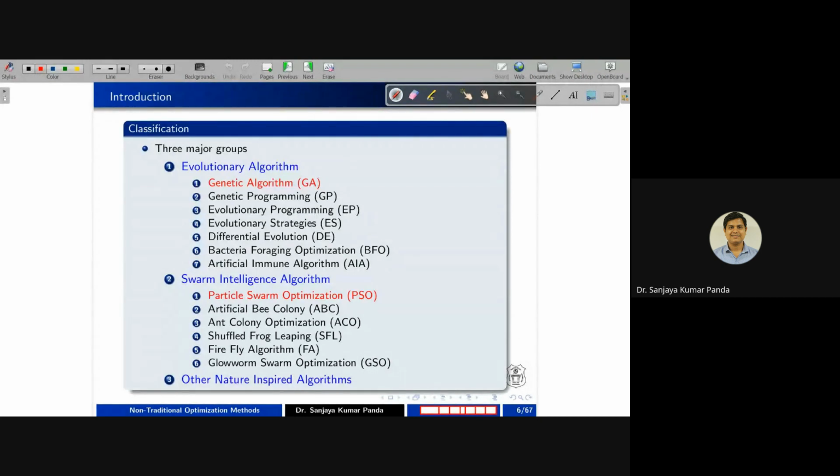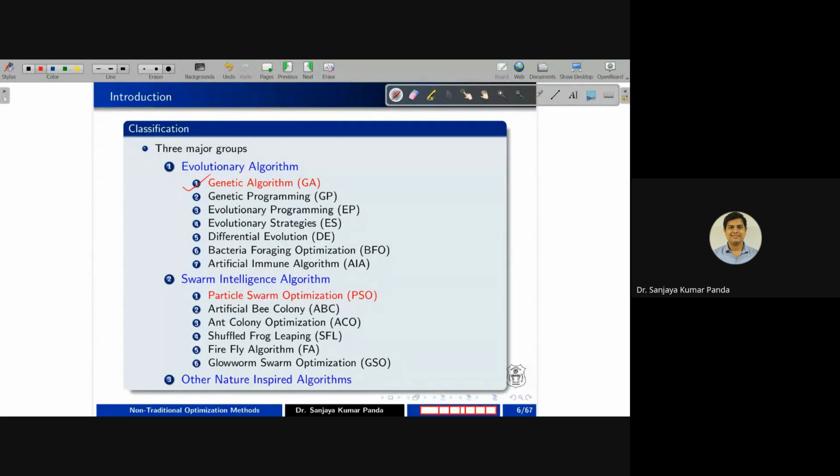So what we are going to teach here: under evolutionary algorithm, genetic algorithm is there, genetic programming is there, evolutionary programming is there, evolutionary strategies is there, differential evolution, bacteria foraging optimization, artificial immune algorithm. This is also not the complete list. We have so many algorithms under the evolutionary algorithm. But as a part of this course, I am going to teach you the genetic algorithm under the evolutionary algorithm.